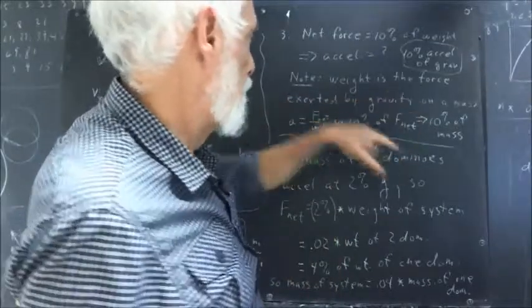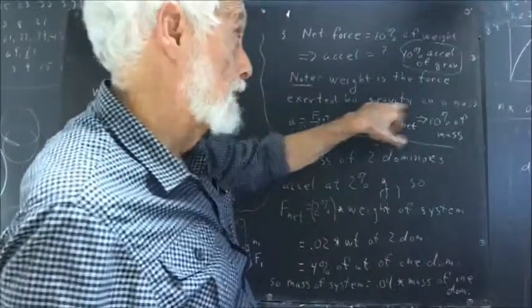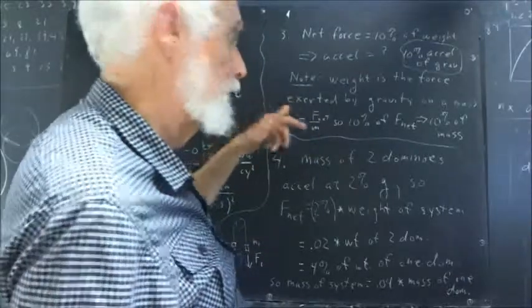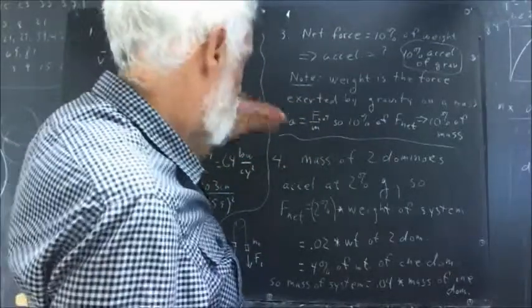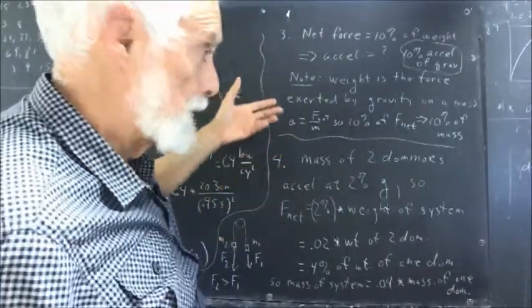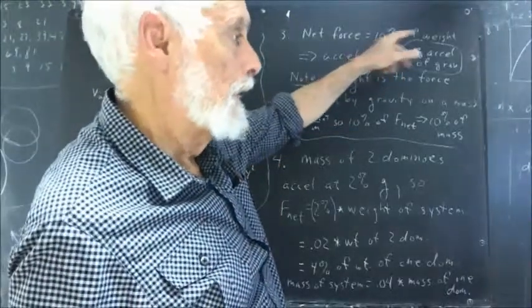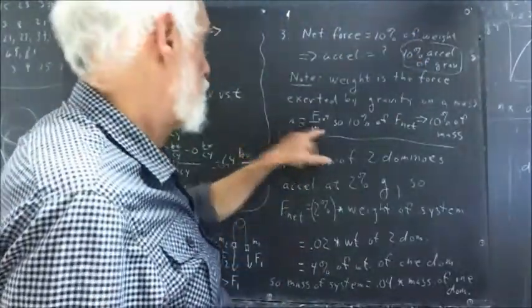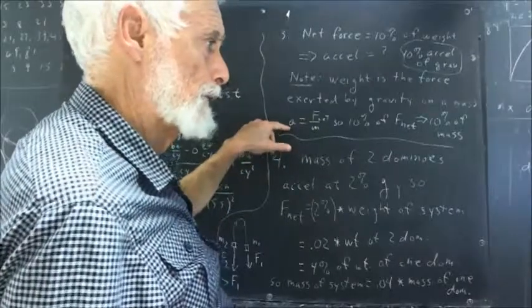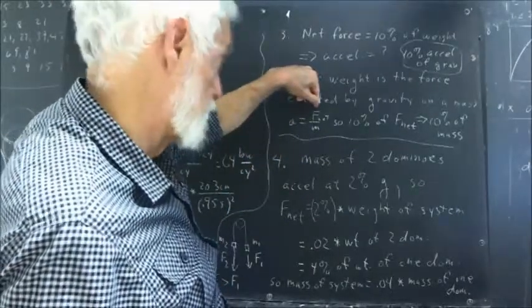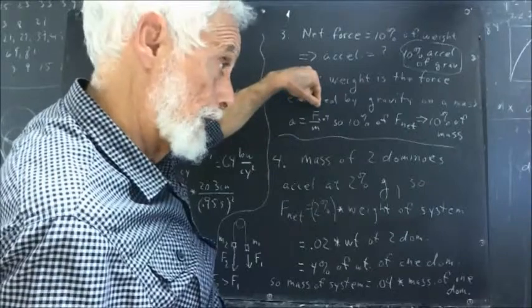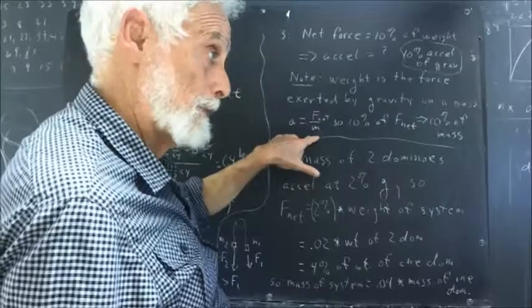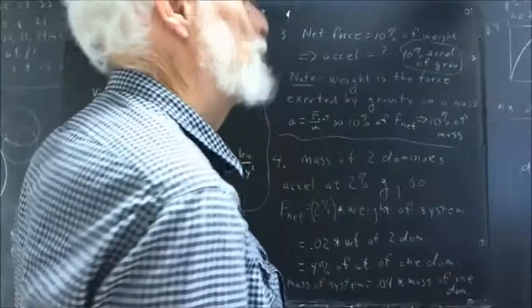And a little more analysis. Weight is a force exerted by gravity on a mass. Acceleration is net force divided by mass, which tells you the thing that you really need to go beyond conjecture. You know, it seems like common sense. If you got 10% of the weight, you get 10% of the acceleration. But this confirms it. It confirms that the acceleration is directly proportional to the net force. So if you've got 10% of the net force, you have to get 10% of the acceleration, assuming your mass is the same both times, which is the implicit assumption here.